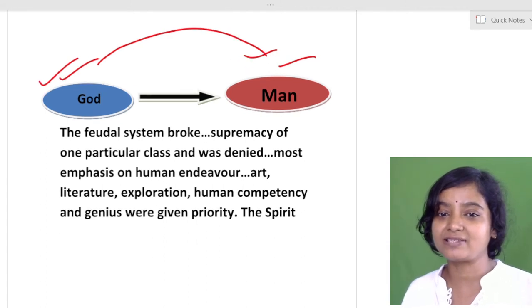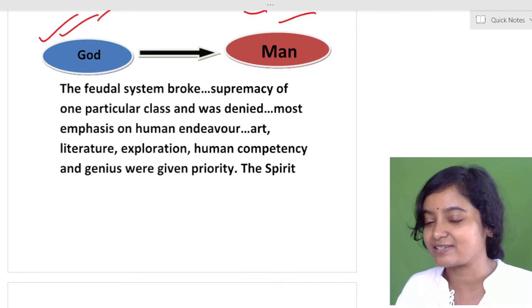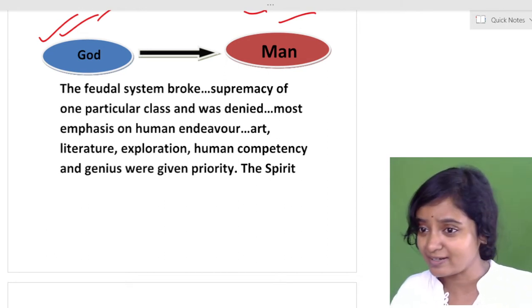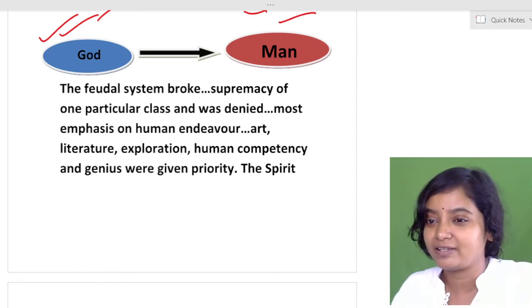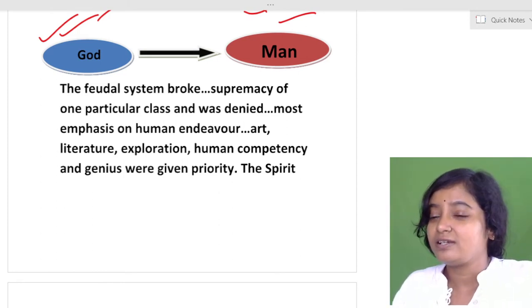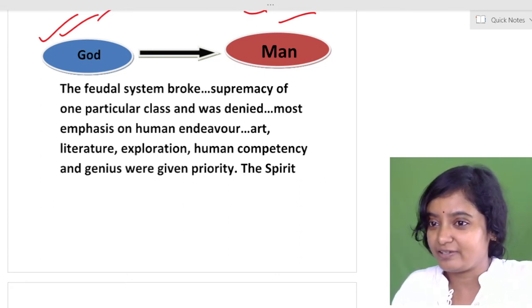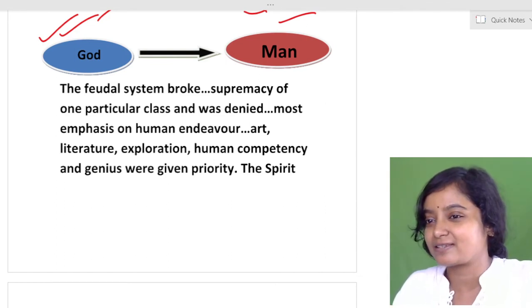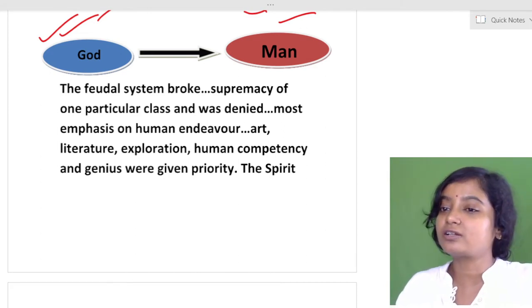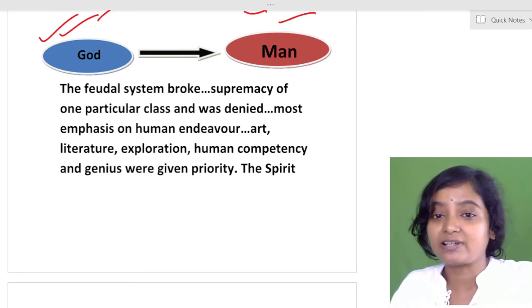And again, when the feudal system broke, the supremacy of one particular class was denied. In the feudal system, who were at the top? The monarchs, the kings, the priests, the nobles. They were at the top. But with the decline of the feudal system, the priority and advantage of being in a particular class was denied. The sense of equality was coming. It is not that everyone was treated in the same position, but even that dominance was gradually crumbling down.